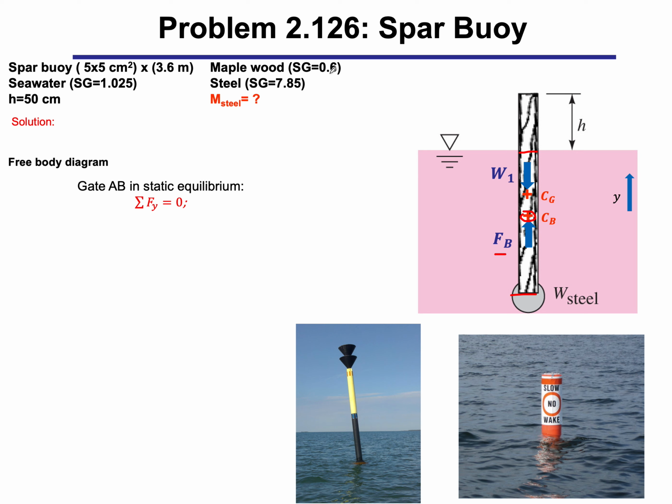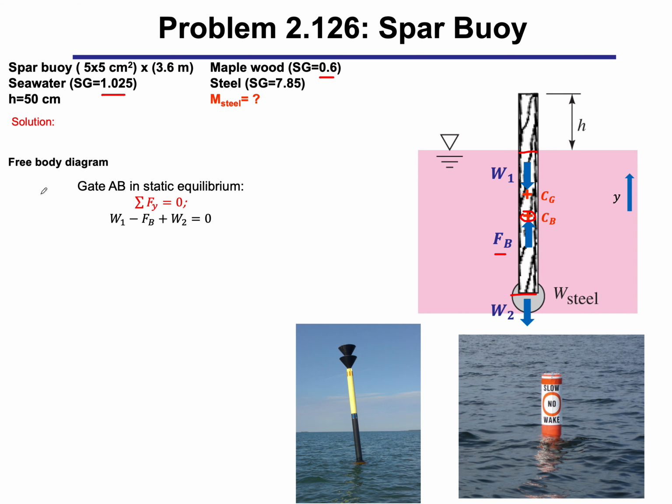Because the wood is lighter than seawater, that makes the thing float. But the action point for the buoyancy force would be at the center of buoyancy, and then we have the weight of the steel ball that acts at the steel ball. So weight 1, F buoyancy, and W2. So the sigma Fy is this weight minus the F buoyancy plus this weight will be equal to 0. And that's what we have here.